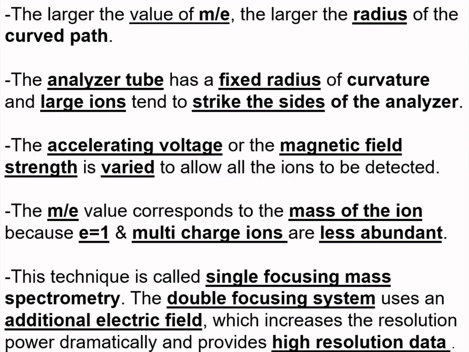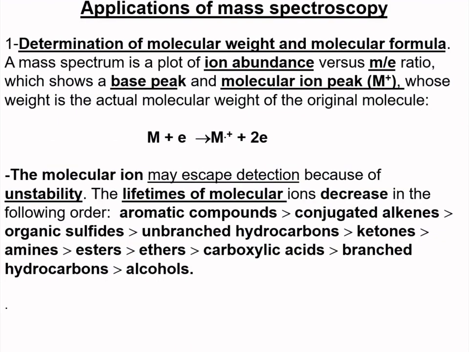This technique for ion generation is called single focusing because the analyzer consists only of a magnetic field. However, you can use a double focusing system which provides high resolution data, as we saw in the determination of the molecular formula. Application of mass spectroscopy: first, determination of the molecular weight and molecular formula. As we said before, the low resolution data provides the molecular weight, whereas the high resolution data provides the molecular formula.